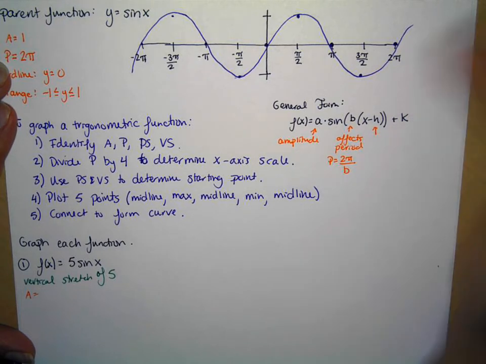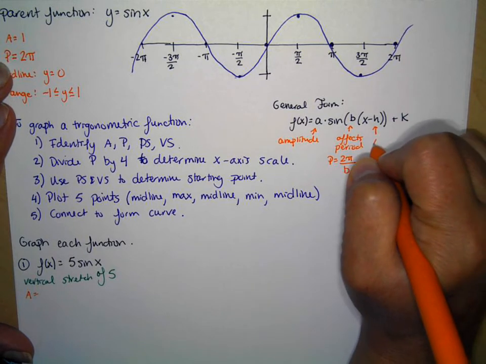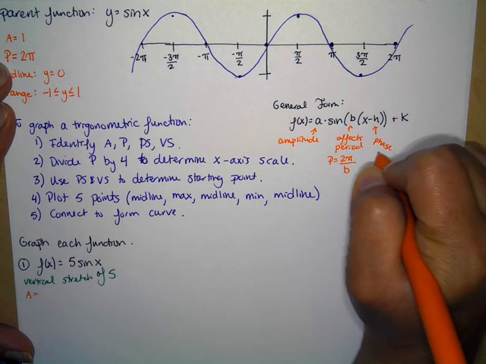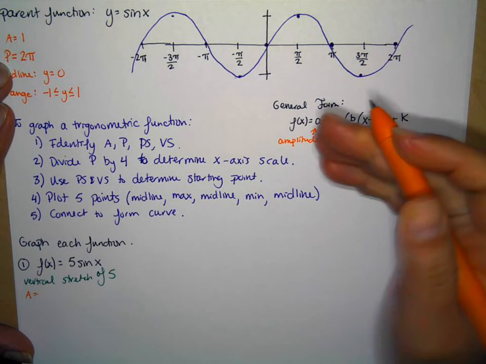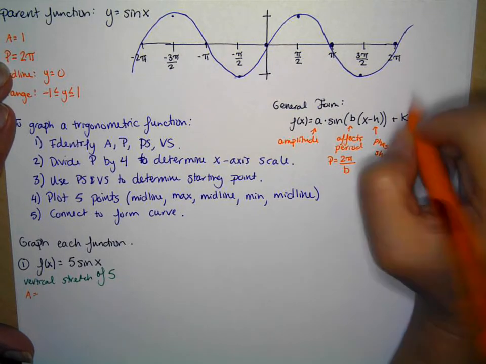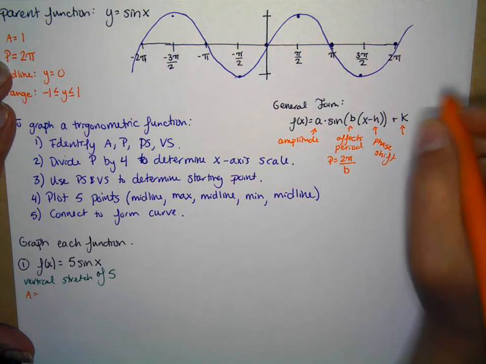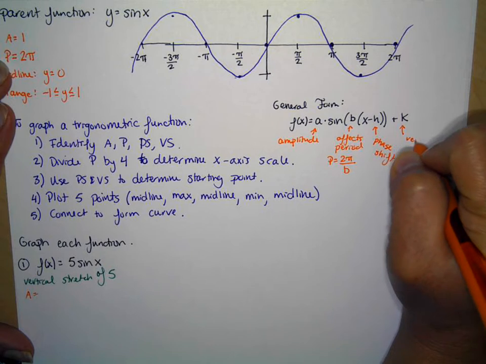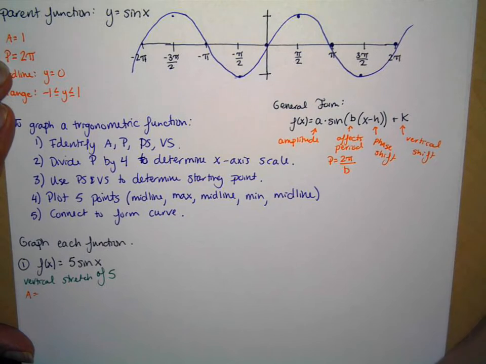h, that number that we add or subtract inside the parentheses, is going to be our phase shift. So if it says minus something, it's actually going to move our graph to the right. If it says plus something, it would move our graph to the left. And if we add or subtract a number outside of our parentheses, that would be our vertical shift. Remember, that behaves normally, so if it's plus, it's going to shift up. If it's a minus, it's going to shift down.